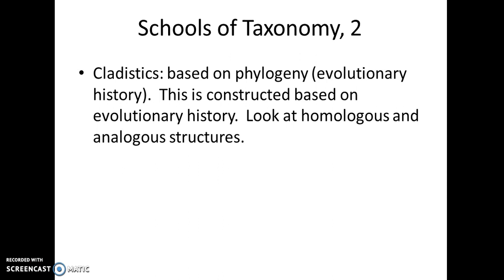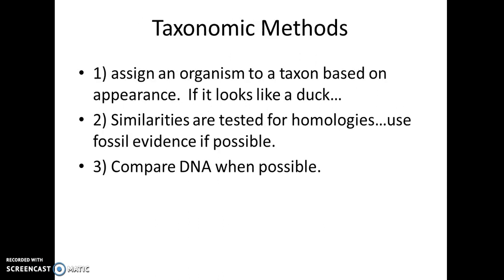We need to take a look at homologous and analogous structures. We also need to take a look at DNA. So how do we do this? Well, first, we assign an organism to a taxon based on its appearance. So if it looks like a duck, it's going to be classified as a duck initially. You test the different species that look similar for homologies, use fossil evidence if possible, then you compare DNA whenever possible.